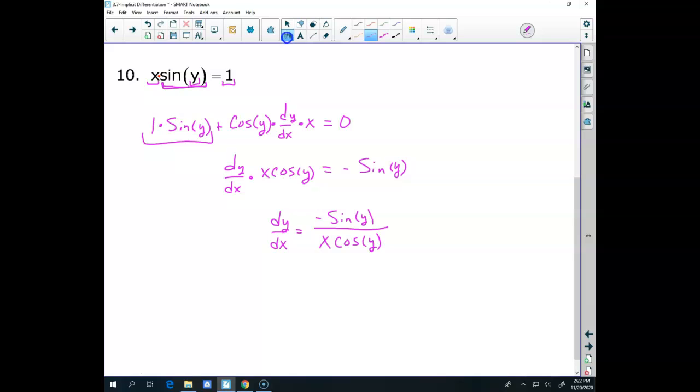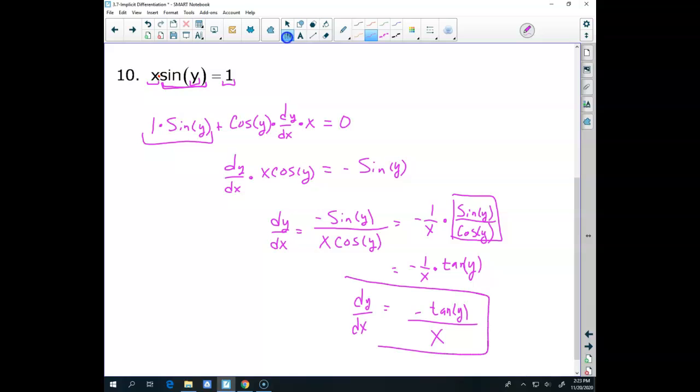Well, I need to look for equivalence. Okay, I do need to look for equivalence. What is that really? It's really negative 1 over x times sine of y over a cosine of y. What is that? It's really negative 1 over x times a tangent y, and I could call it like that, or I could call it a negative tangent y divided by an x. That's what that wonderful dy dx equals. Okay?